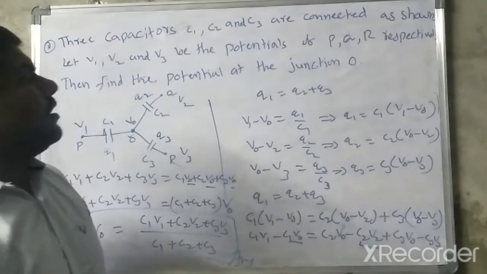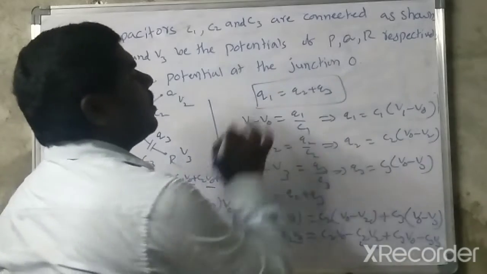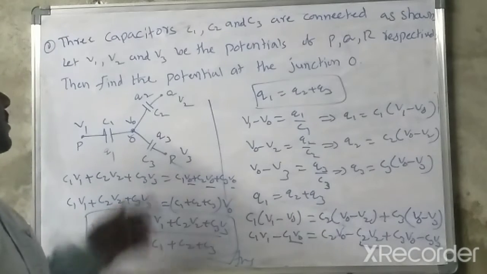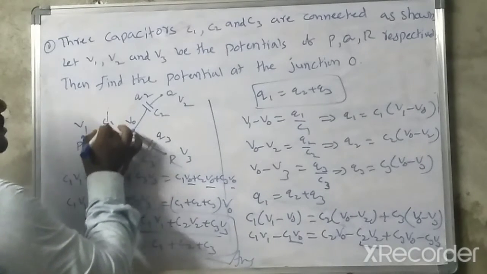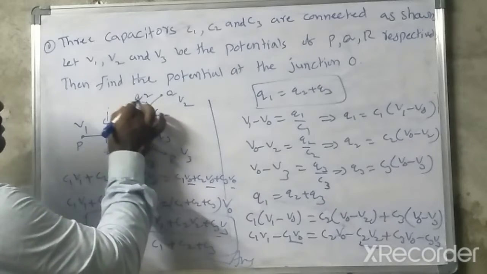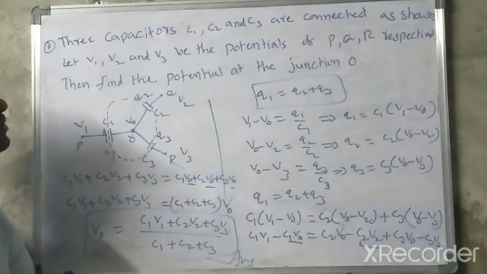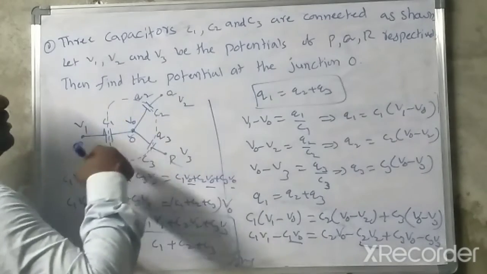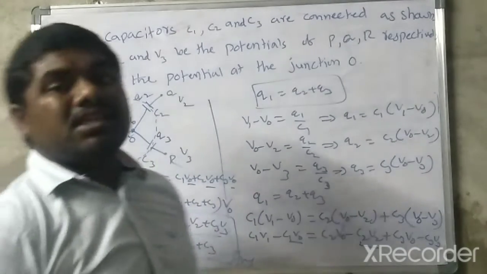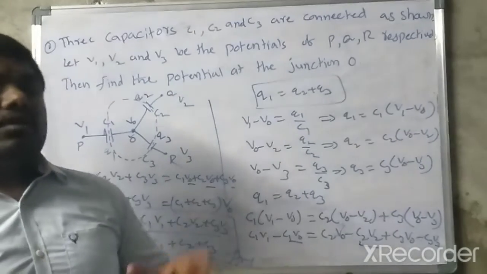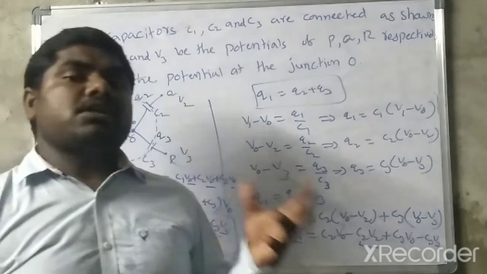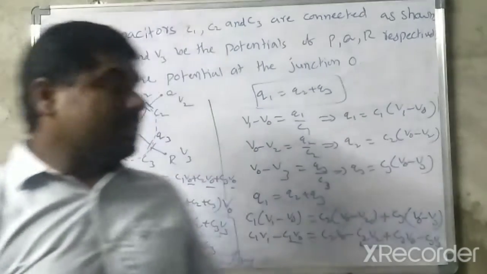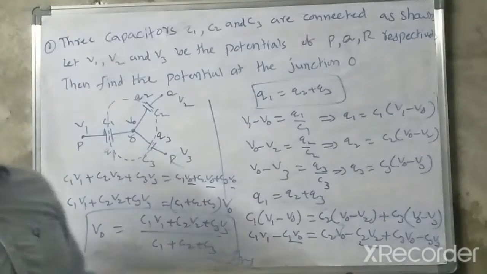Please remember this condition, the nodal method. We already discussed the nodal method: the junction charges must sum to 0. That is, Q1 enters the junction and the sum of Q2 and Q3 leaves the junction. You may remember it like the Kirchhoff law method: the current entering the junction should be equal to the current leaving the junction. Here also it is like this. This is the nodal method.